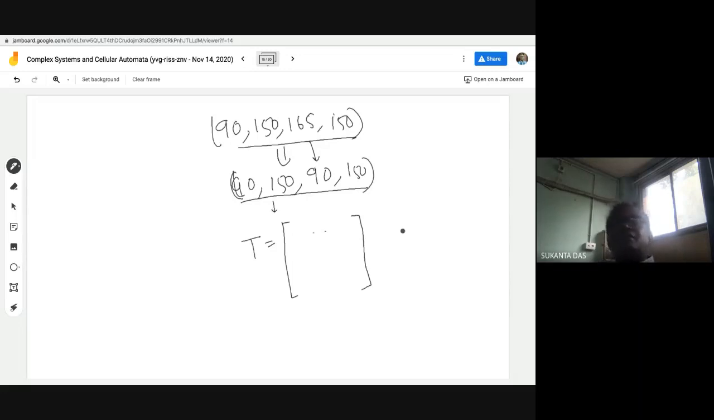Along with that, I need an F vector. In this CA, what will be my F vector? The first cell is not the inversion, it's the linear rule. This is not the inversion. Directly I am using the linear rule. This is the inversion of the linear rule, so it's 1, and this is the linear rule. So this is my F vector.